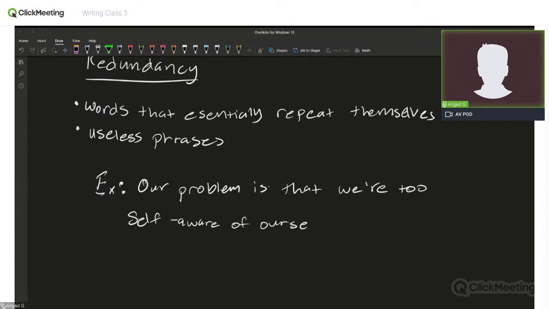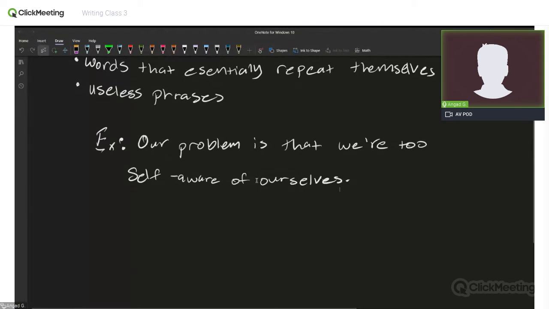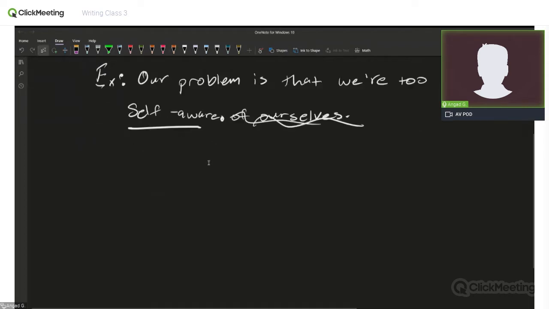So hopefully you guys can notice right away that there's a redundancy in this sentence. The reason being that self-aware, the phrase self, already implies ourselves. So we don't need to have this ourselves in the sentence. We can just say our problem is that we're too self-aware. That's it. You guys get that? Any questions on this sentence so far?